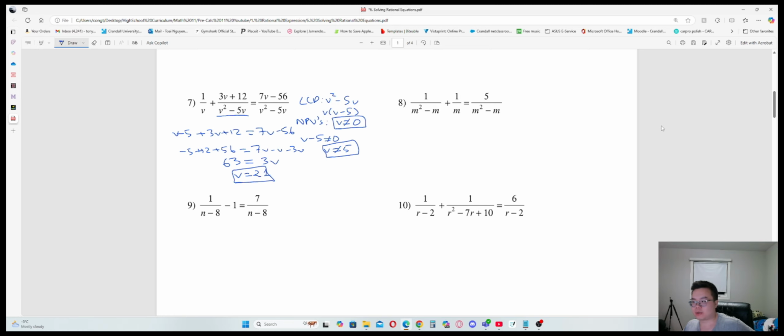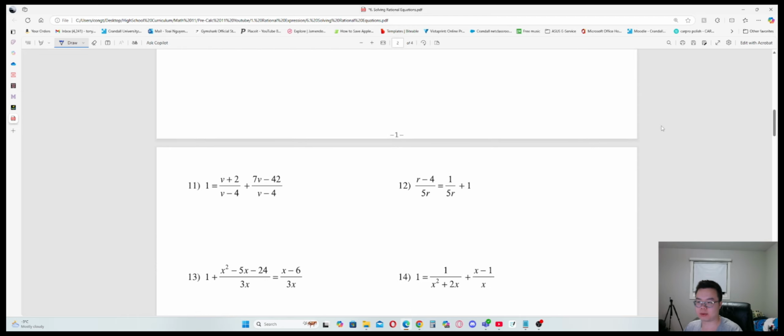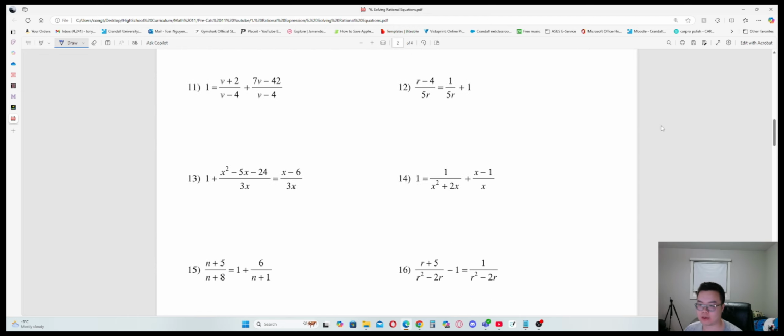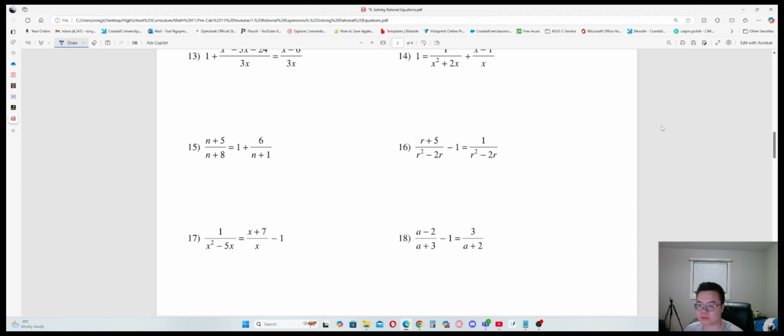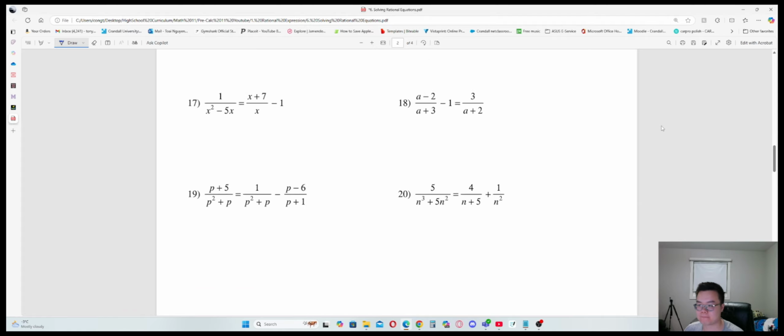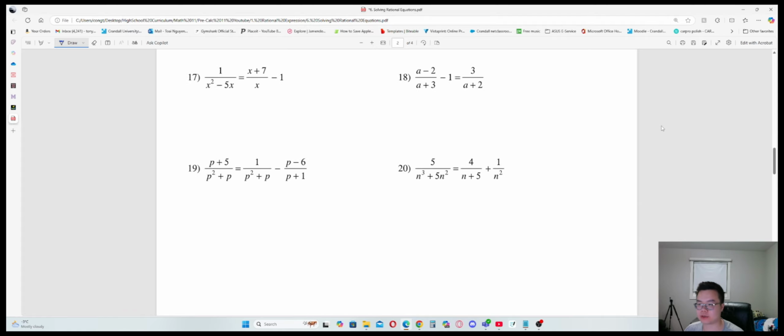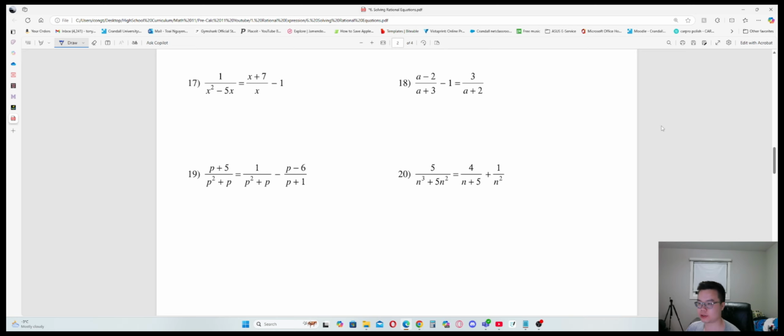So that is our third question for today. Let's do one more question on the second page, so they might have another complex question here. Okay, let's do the last question here, question 20. So for question 20, let's find the LCD first.